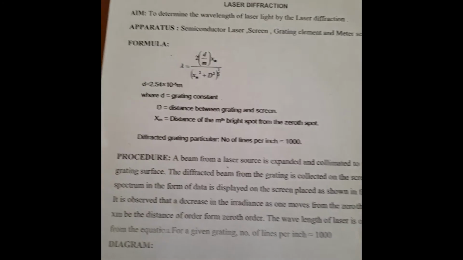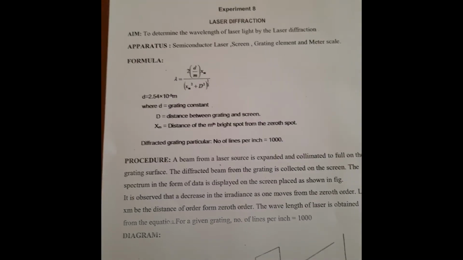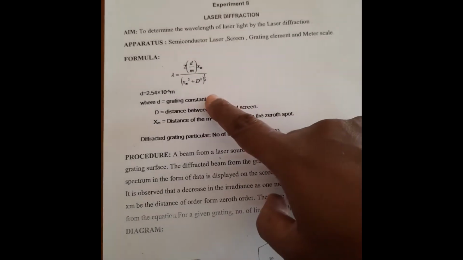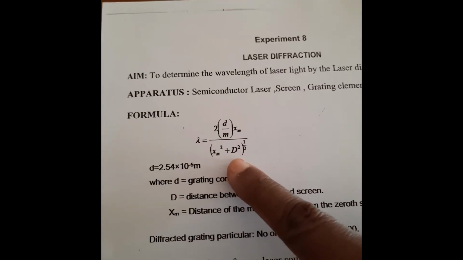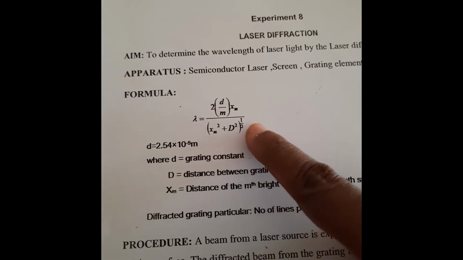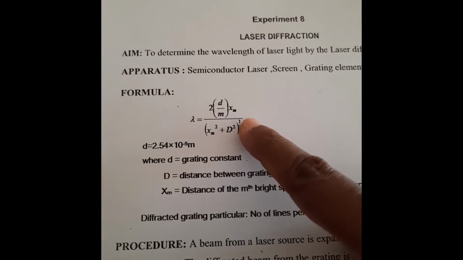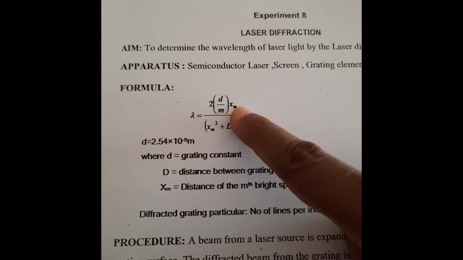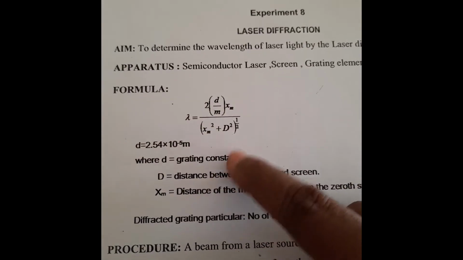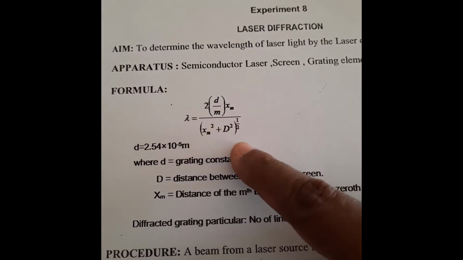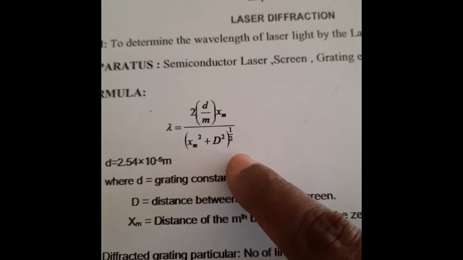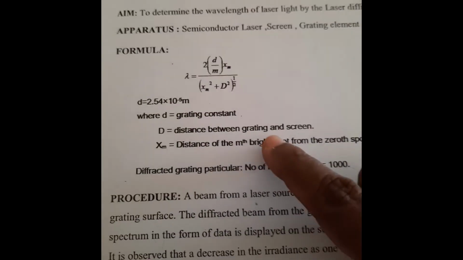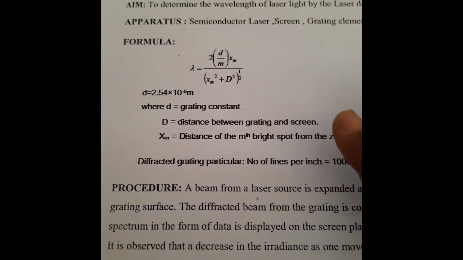Here small d is considered as the grating constant, and the wavelength of the laser beam is calculated using this formula, that is 2d by m into xm by (xm square plus d square) whole to the power of half. Here xm is the distance of the spot from the center, d is the grating constant, m is the spot number, and capital D is the distance between the screen and the grating, that is kept as 1 meter. So this is the experimental part.